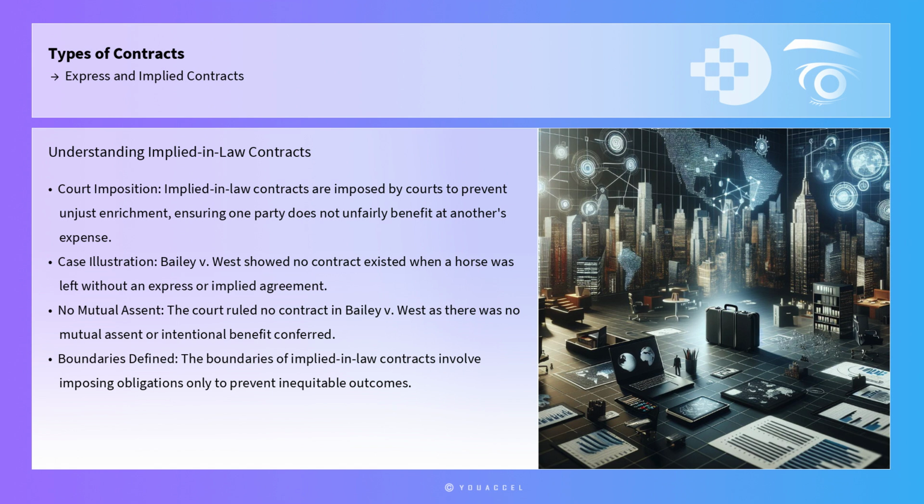An illustrative case is Bailey v. West, where a horse was left in the care of another party without an express or implied agreement. The court ruled that there was no contract, as there was no mutual assent or benefit conferred intentionally. This demonstrates the boundaries of implied in law contracts, where courts impose obligations only to prevent inequitable outcomes.